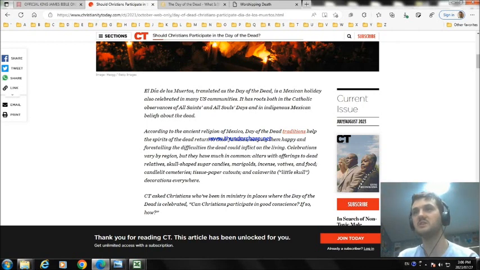According to the ancient religion of Mexico, the Day of the Dead traditions help the spirits of the dead return to their families. Skull-shaped candies, marigolds, and food, tissue paper activities, and skull decorations everywhere. While they're worshiping the dead, that's what they're doing, really. The Day of the Dead is mostly a celebration of necromancy. That's what it is. Okay? And I don't want to have anything to do with necromancy. Necromancy is not good. Okay?